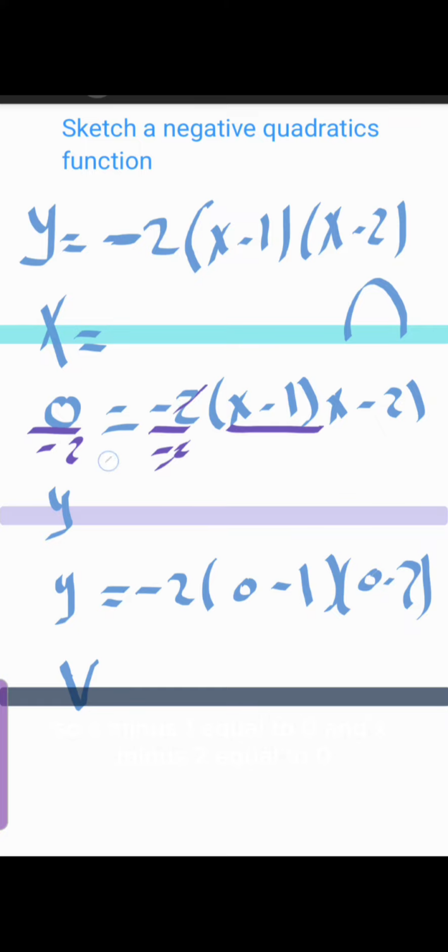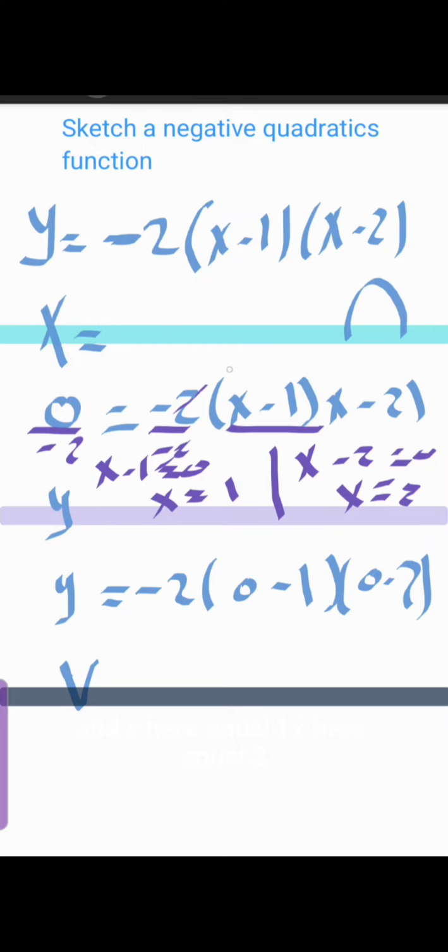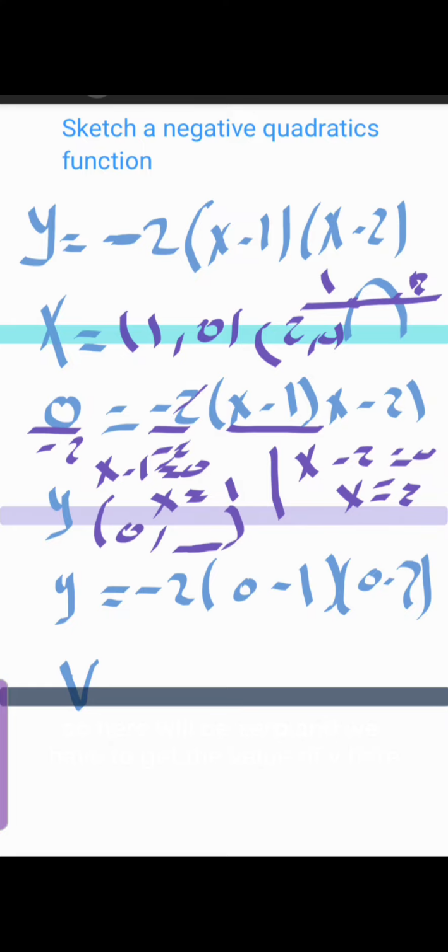So x - 1 = 0 and x - 2 = 0, so x here equals 1, and x here equals 2. So the x-intercepts are 1 and 2, and for sure y is 0. Okay, and for the y-intercept we put x equal to 0, so here x will be 0, and we have to get the value of y.